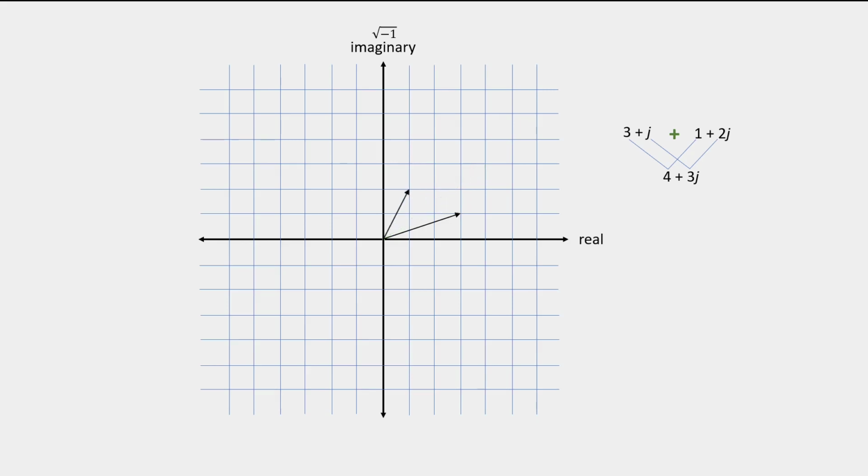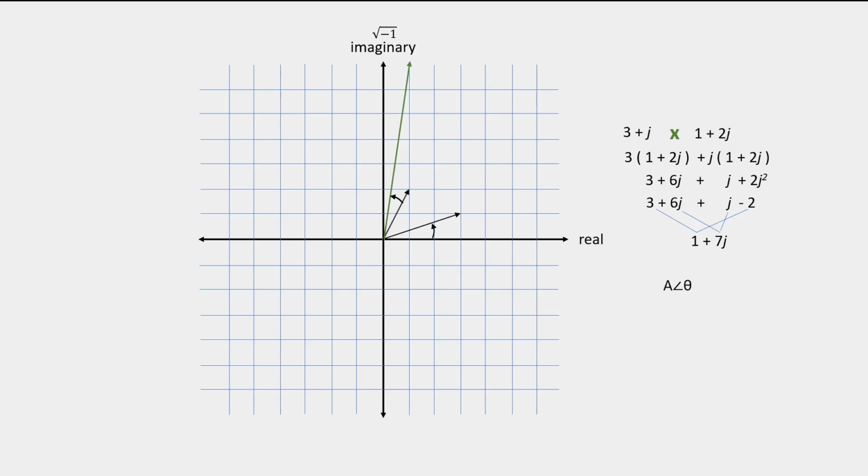Multiplication was a bit different. We can algebraically multiply, and wherever we encounter j squared, it will be equal to minus 1, which is obvious as j is the square root of minus 1, so its square will be equal to minus 1. Visually, it's equivalent to finding the angle that any of the arrows makes with the real axis and rotating the second arrow by that angle, and then scaling the second arrow's length by the factor of the first arrow's length.